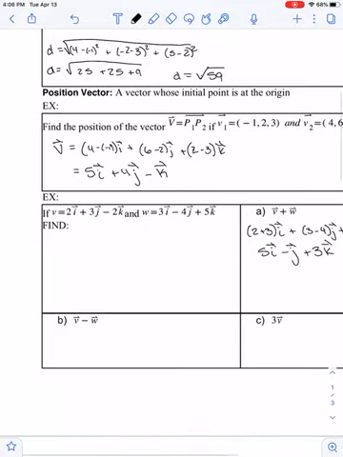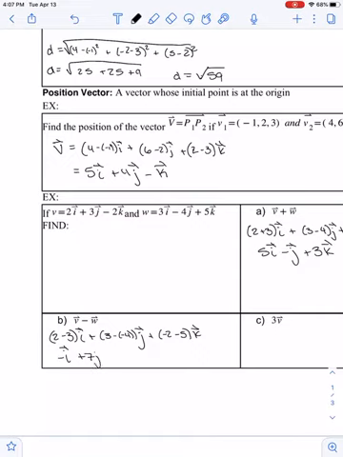Now we're going to do v minus w. So subtracting. So 2 minus 3i plus 3 minus -4j plus -2 minus 5k. And that will give us -i plus 7j minus 7k.